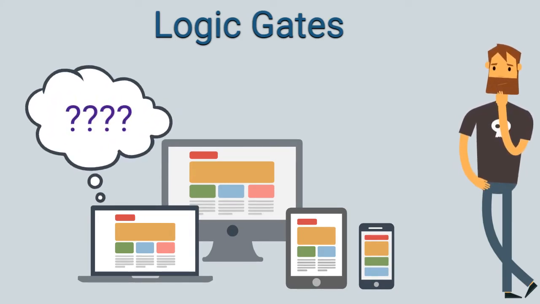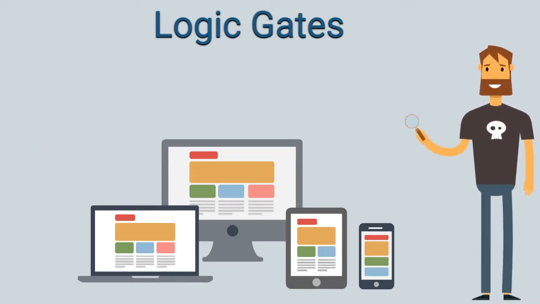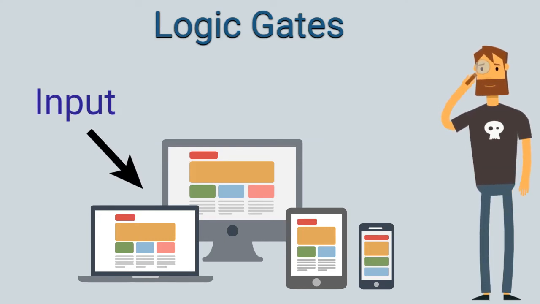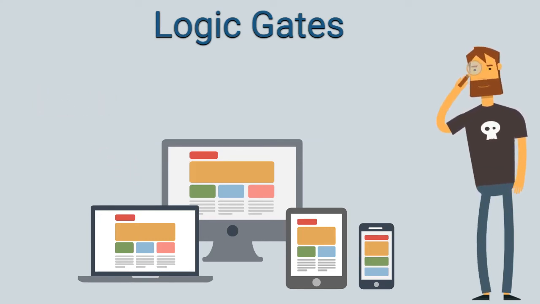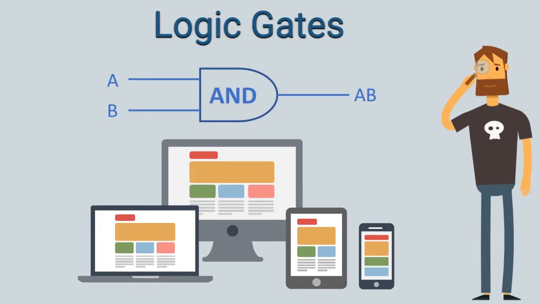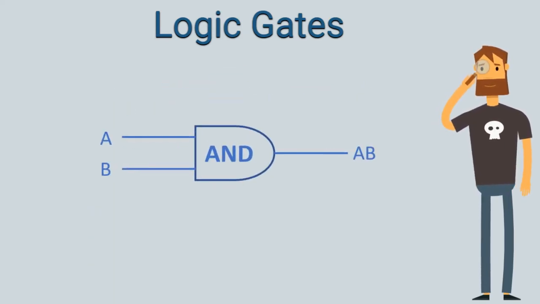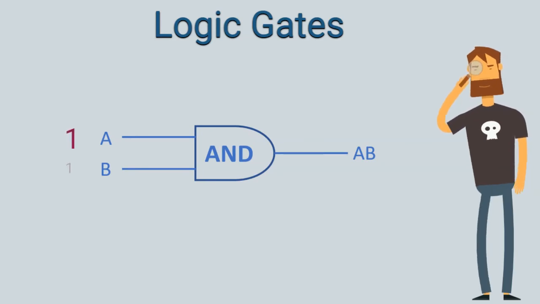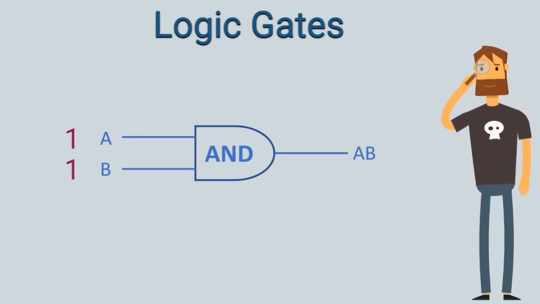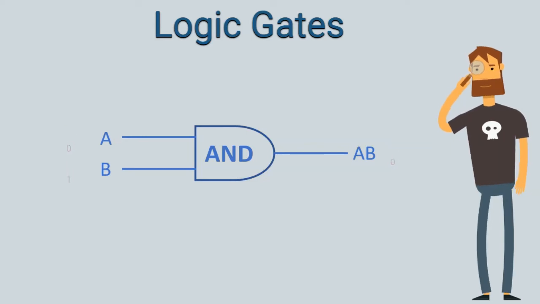Computers cannot think for themselves, but they can make decisions based on their input. They use something called logic gates that usually have two signals giving 4 possible options. If we look at the AND gate, for example, if both A and B are 1, then the result AB is also 1. If either one of those or both of them are 0, then AB is 0.